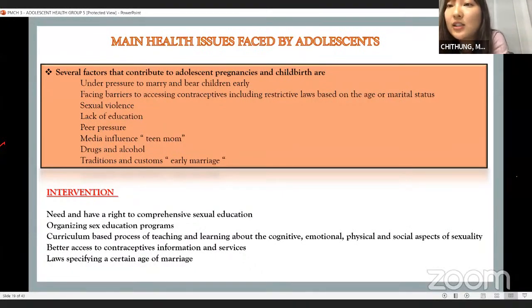severe neonatal conditions. So interventions like comprehensive sexual education, which adolescents need and have a right to, organizing sex education programs, curriculum-based process of teaching and learning about the cognitive, emotional, physical, and social aspects of sexuality, then better access to contraceptives, information and services, and laws specifying a certain age of marriage.